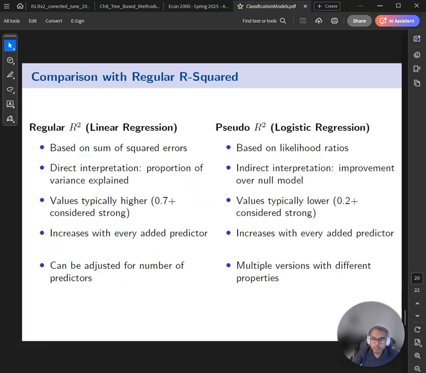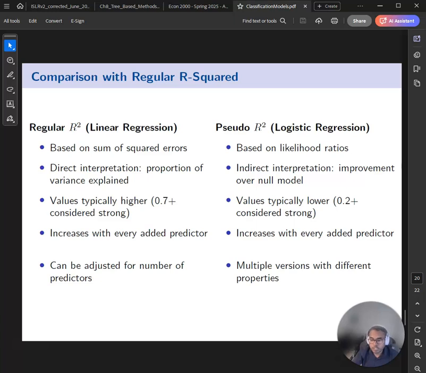So let's directly compare the regular R-squared from linear regression with pseudo R-squared from logistic regression. Regular R-squared is based on the sum of squared residuals. It has a very direct interpretation as a proportion of variance in the dependent variable that is explained by the model. We typically see higher values in practice, like 0.7 or higher, which we consider a strong model fit. Like pseudo R-squared, regular R-squared increases with every predictor you add to the model. It can lead to overfitting if you're not careful.